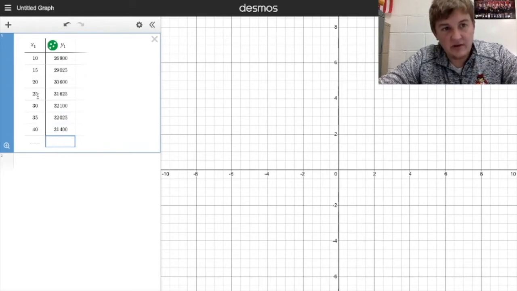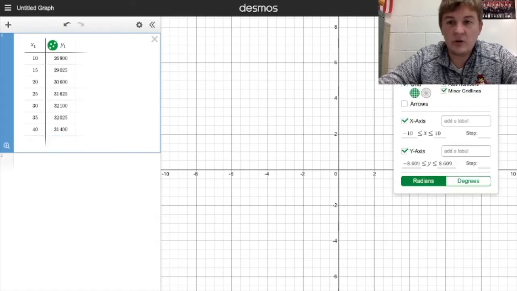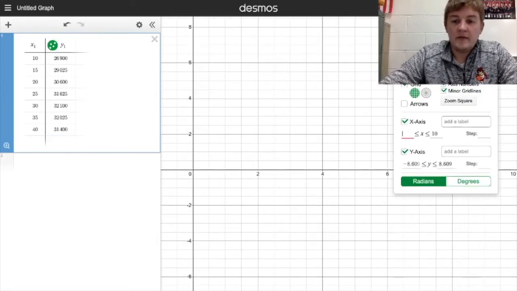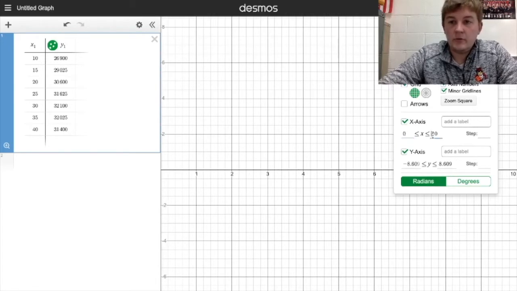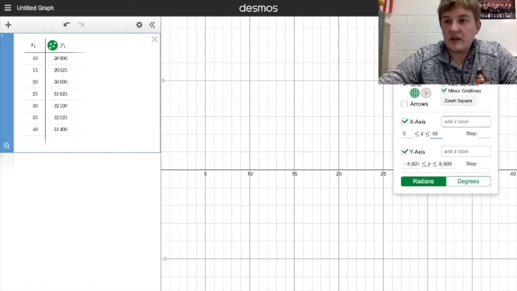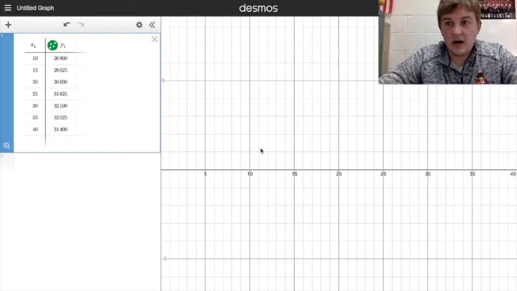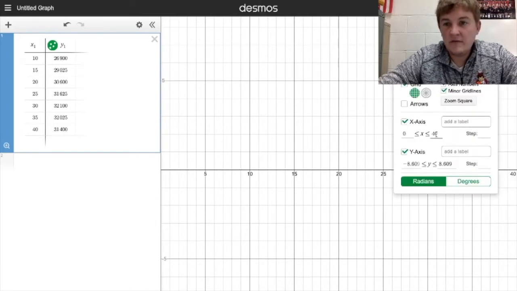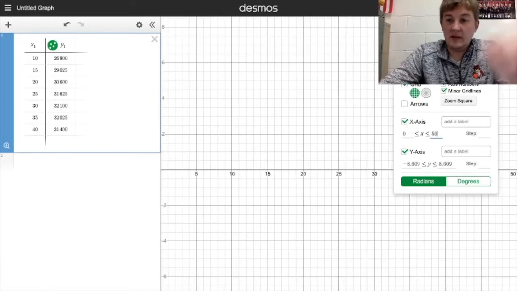So we want to adjust that. If you hit this gear here, we can go adjust our graph. Let's look from 0 to 40. Okay. And as you can see here, it's adjusted our graph. And actually, instead of 40, I want to go all the way to 50.